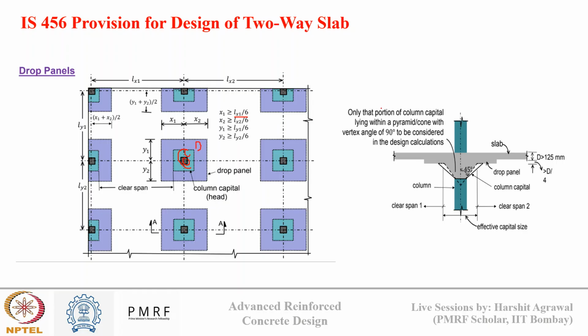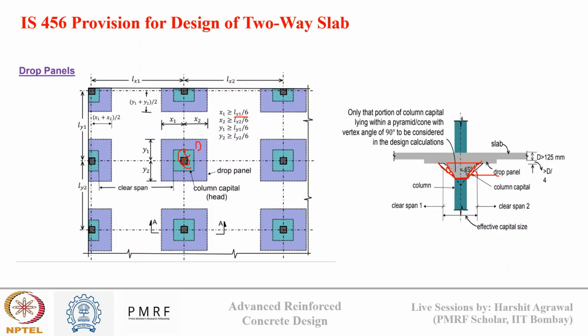And for the column capital, the code says that irrespective of the slope of the drop, okay, so this is my drop, this is the actual drop, irrespective of the slope of this drop, the code says that we need to consider this as the effective vertex area which will be loaded. Why is that so? As per clause 32.2.3 of IS 456, they say that the portion which is lying in the vertex angle of 90 degrees is structurally useful for a column capital.